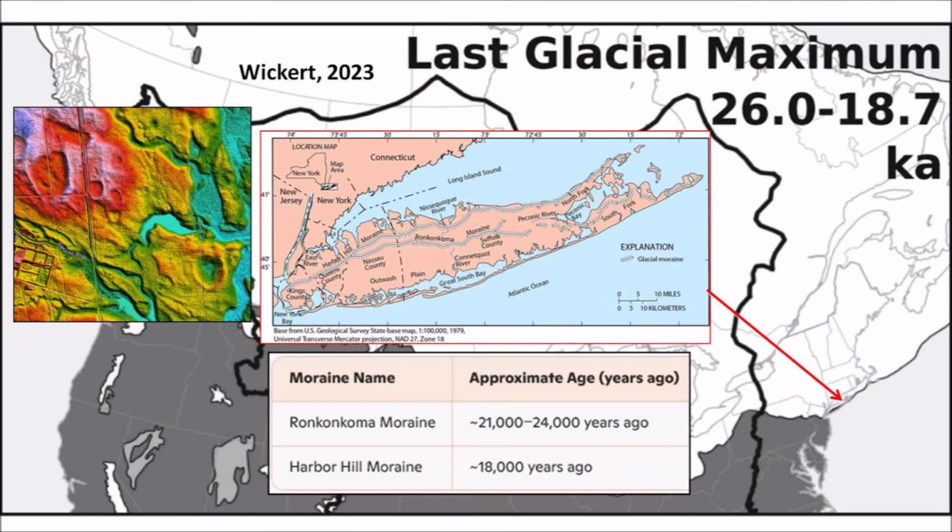During the last glacial maximum, which has been dated to between 18.7 to 26,000 years ago, the area where Long Island is located was completely covered by the Laurentide ice sheet. The advance of the ice sheet engulfed rocks that were deposited as moraines when the ice sheet melted and retreated. The Ronkonkoma moraine was deposited about 21 to 24,000 years ago, and the Harbor Hill moraine was deposited more recently, about 18,000 years ago. Since the Carolina bays are found on top of these moraines, the bays could not have originated earlier than the last glacial maximum when ice covered this area.